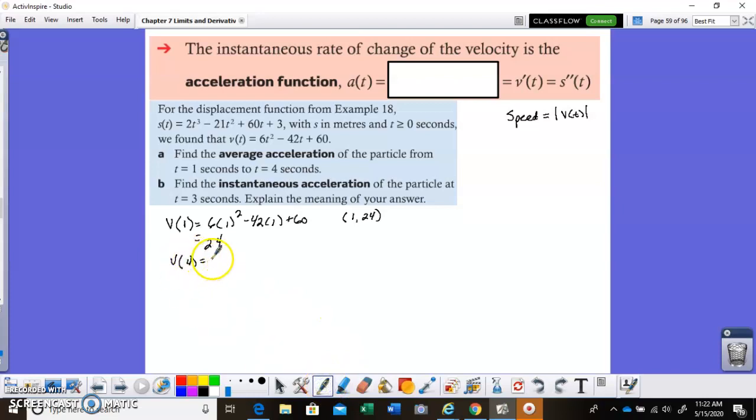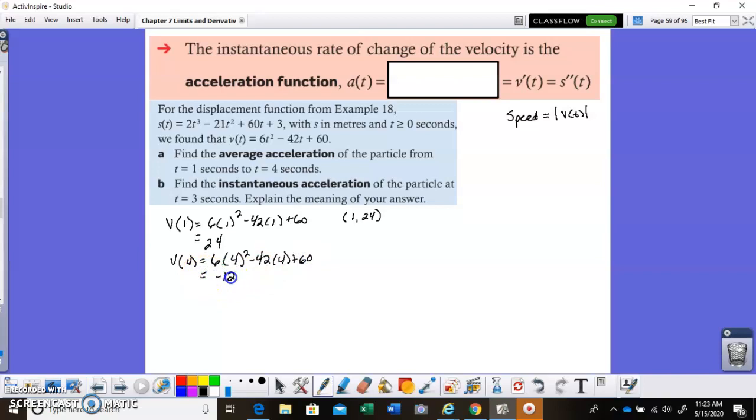All right, so 6 times 4 squared. I don't know why that changed colors. I don't like that. Let's try this again. We'll go to the pen and we'll take it back to black. There we go.